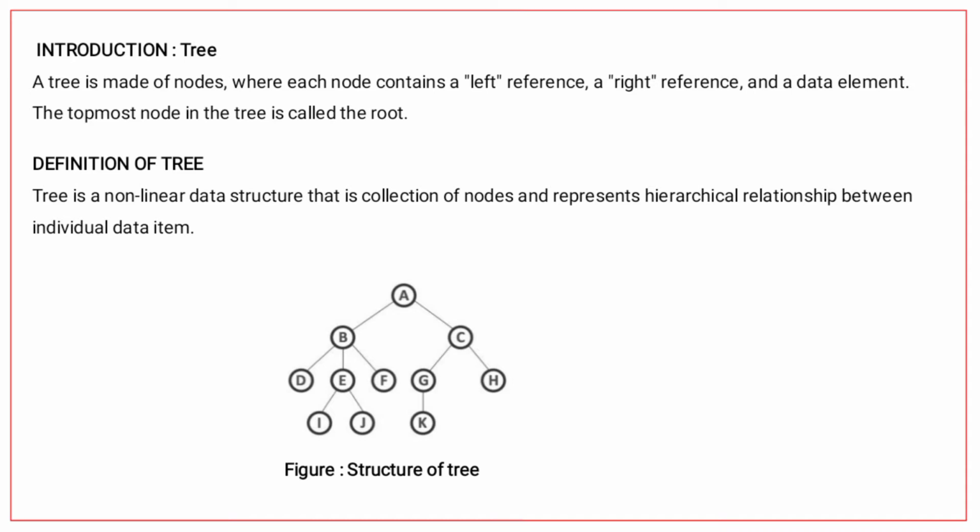In the figure, A, B, C up to K are nodes, and two nodes are connected with a drawn line. The line indicates an edge. Here, the tree has 11 nodes and 10 edges. In any tree with n nodes, there will be a maximum of n minus 1 edges.